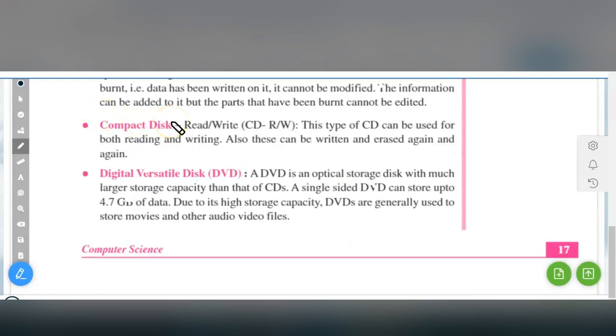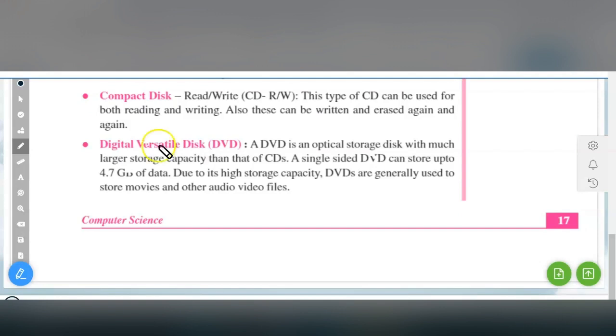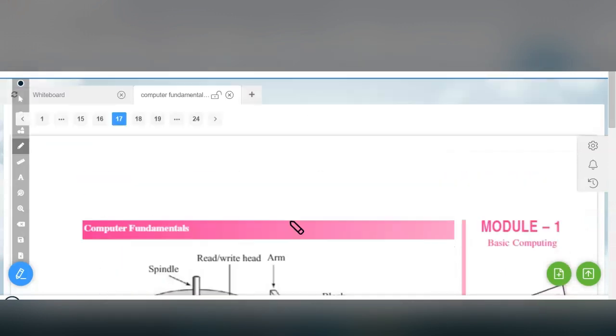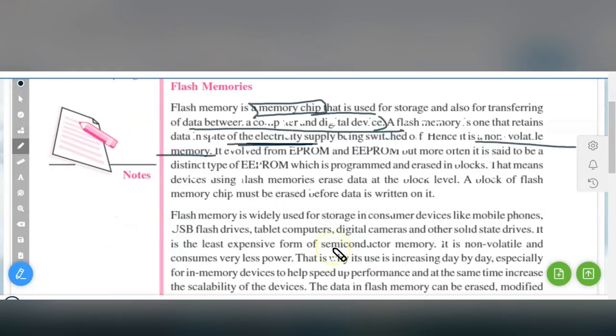CD, or compact disc, usually helps in both read and write. You can read and then you can erase the information, and again you can read or write. You can write some information back. Next one is DVD, much larger than CDs. It has larger capacity than your CD, used mainly for films and all.